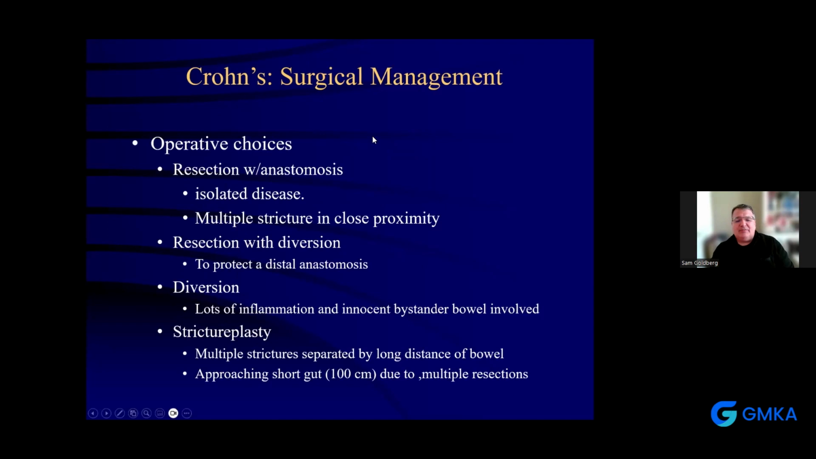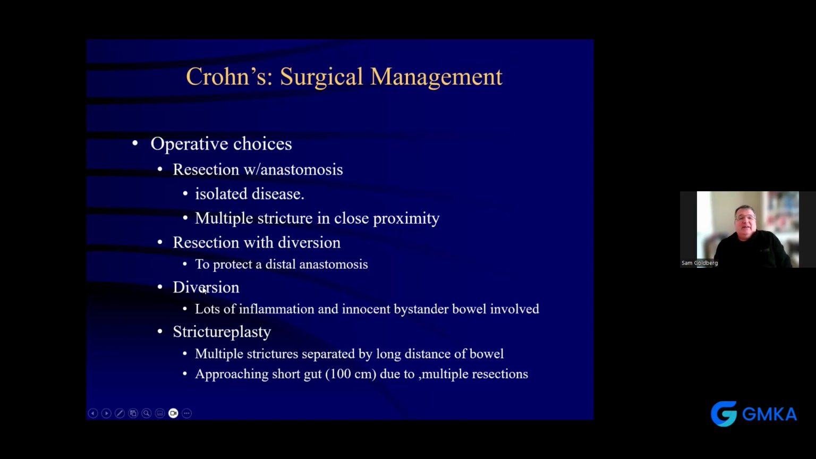So what are your operative choices for these patients? Resection with anastomosis for isolated disease, resection with anastomosis for multiple strictures in close proximity, resection with diversion, as I mentioned, to protect a distal anastomosis, diversion alone.